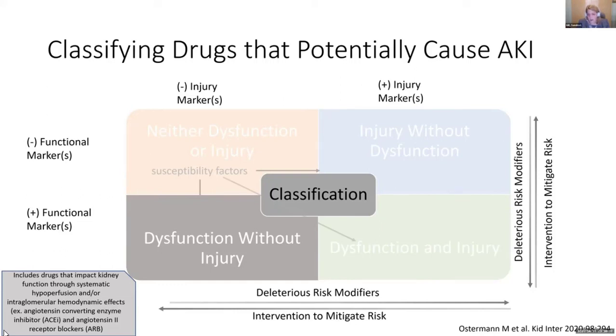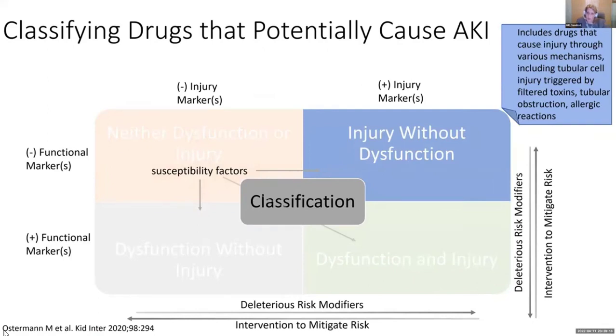If we go back to the upper right-hand corner, we start talking about injury without dysfunction. And I would say this is where the majority of nephrotoxins are categorized. Right? We're talking about those drugs that cause direct kidney damage, either from some type of filtering of the nephrotoxins, it could be from some tubular obstruction, it could be from some allergic reactions. And we're going to talk a little bit about this category in a little more detail here.